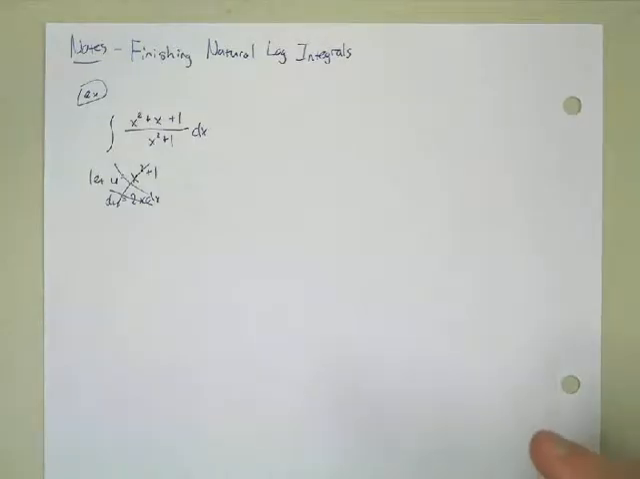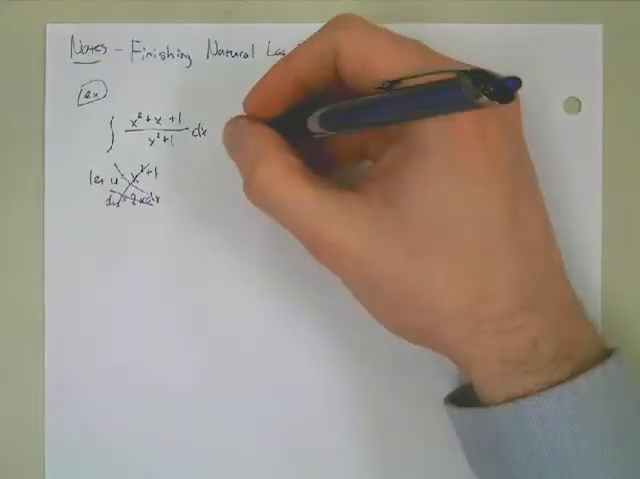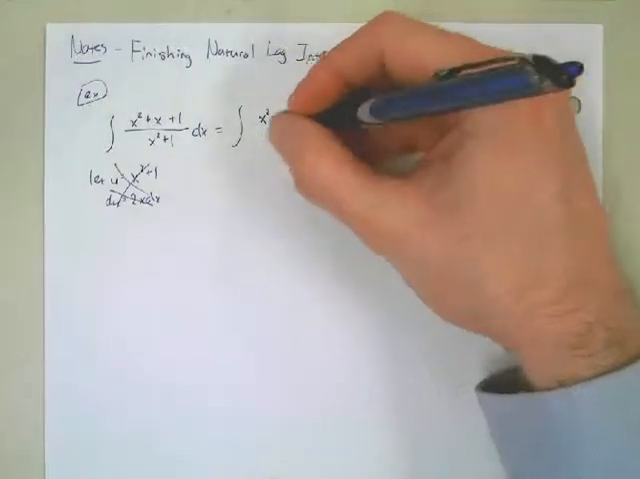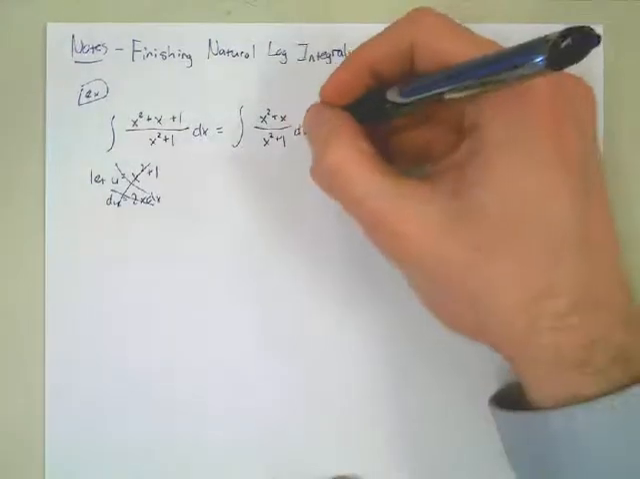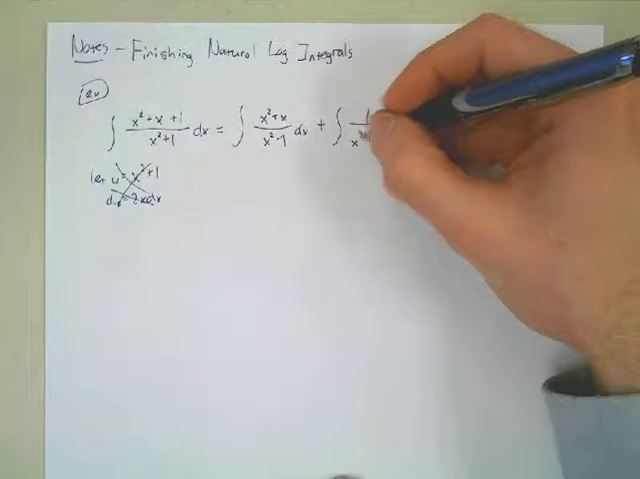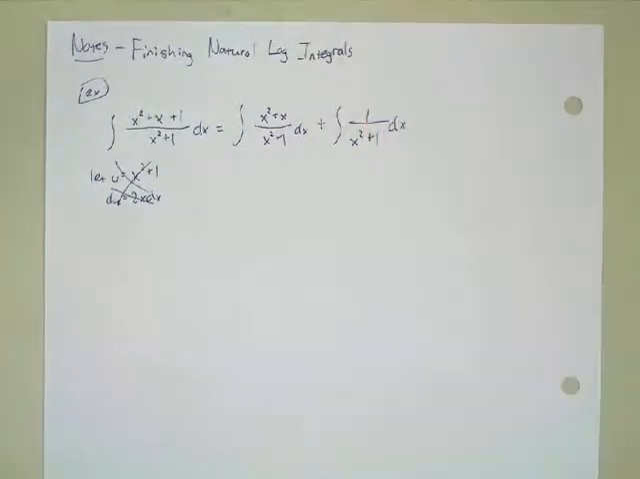James, question or answer or idea? Could you break it up? X squared plus x. Okay, so break up the numerator to be x squared plus x over x squared plus 1 dx, and then plus 1 over x squared plus 1 dx, like that. Ooh, yes, and actually, hang on a second now. What I'm realizing is that we won't be able to do this with the way it's currently written.